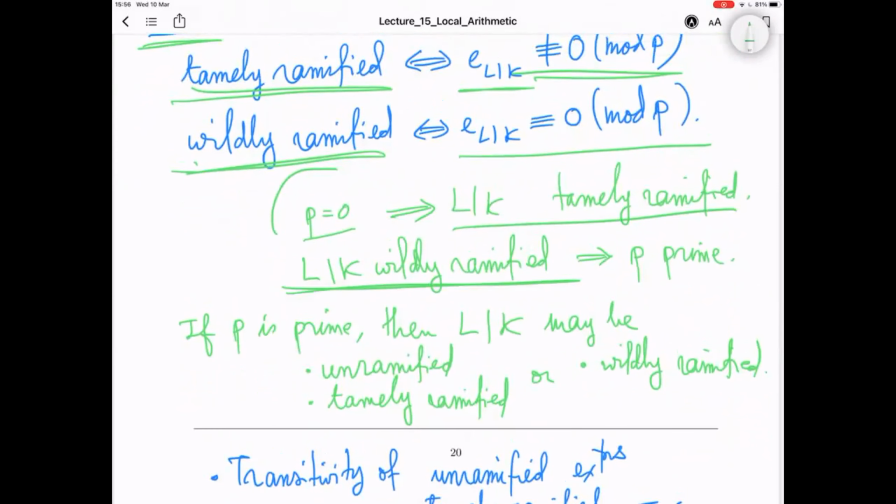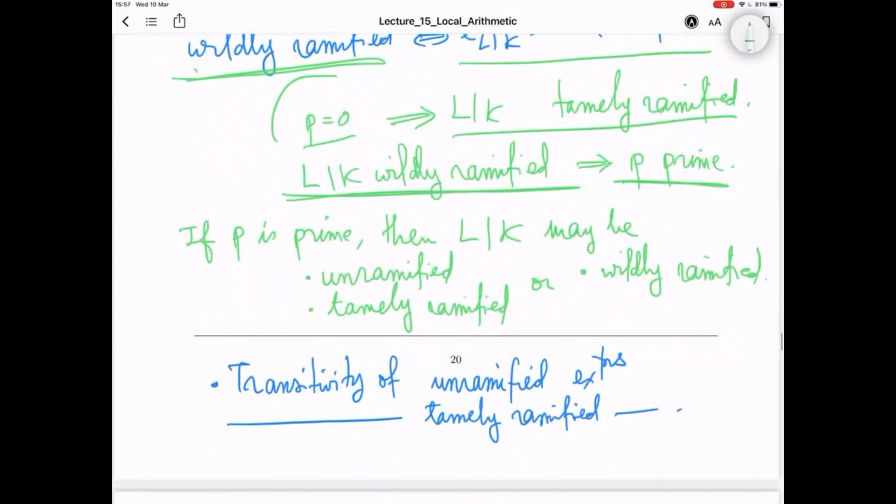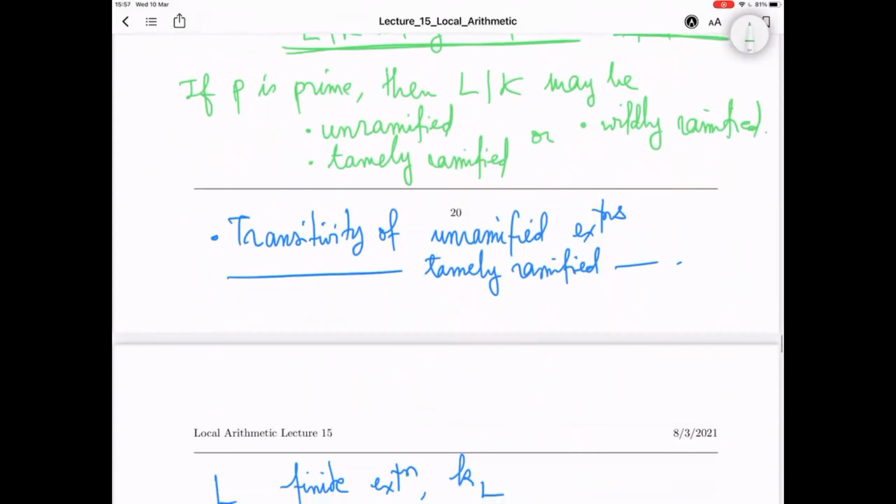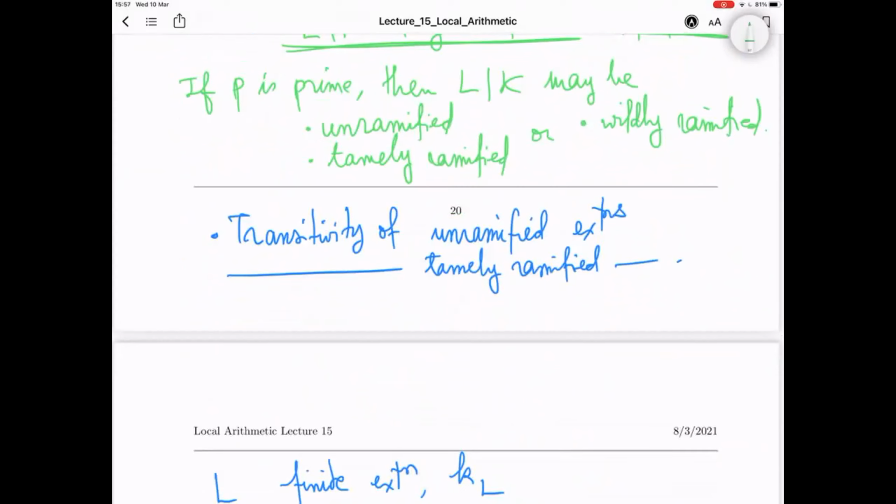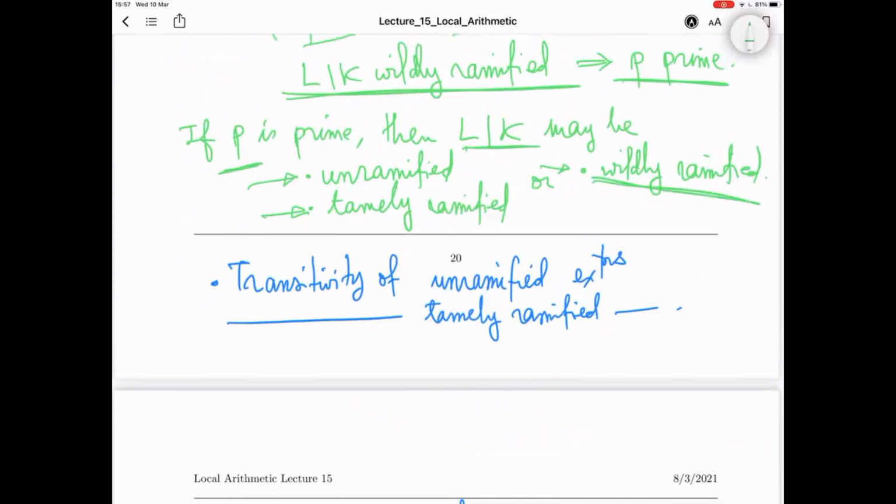And if it's wildly ramified, then the residual characteristic has to be a prime. I mean, it's repeating the same thing perhaps. Now, if the residual characteristic is a prime, then this extension L over K of local fields may be either unramified or tamely ramified or wildly ramified. All three possibilities can occur. This possibility doesn't occur if the residual characteristic P equals zero.